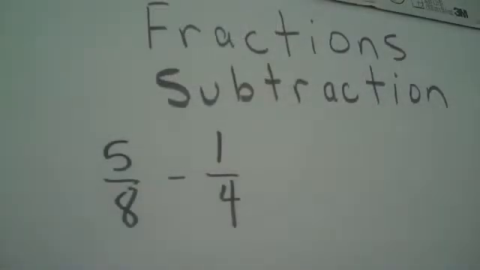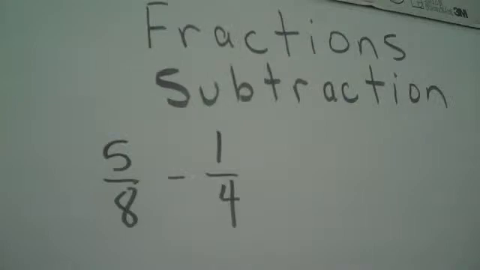We're going to look at fractions, and the operation we're going to consider is subtraction. The example that we will work through is 5/8 minus 1/4. In order to subtract fractions, the denominators must be the same. In this exercise, one denominator is 8 and the other is 4. They are not the same, so we have to change them to what we call a common denominator.